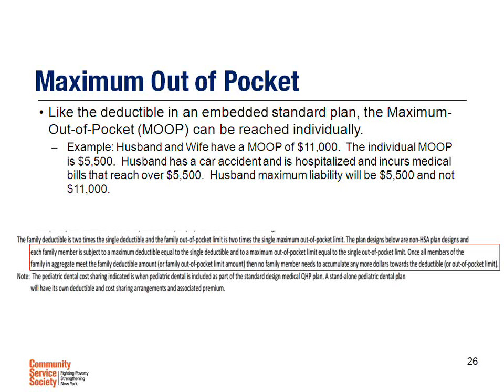On the last page, there's always this very fine print, which I've highlighted. It says here, each family member is subject to a maximum deductible equal to the single deductible and to a maximum out-of-pocket limit equal to the single out-of-pocket limit, right? Once all family members in aggregate meet the family deductible or maximum out-of-pocket, then no family members need to accumulate any more dollars towards the deductible. So again, you can meet your maximum out-of-pocket individually, and then the plan will pay the rest.